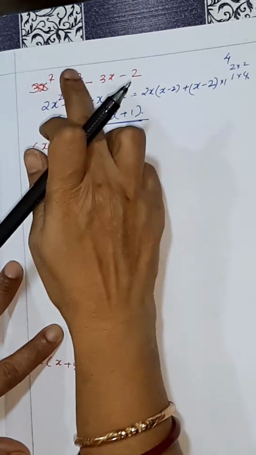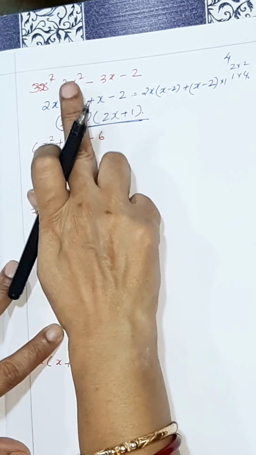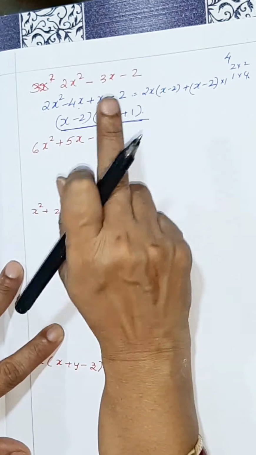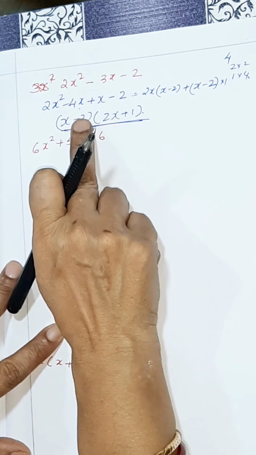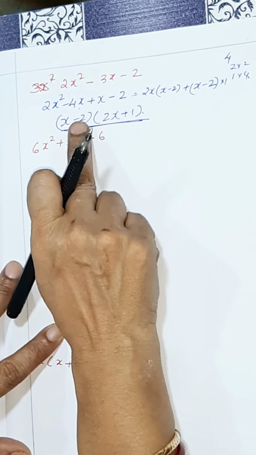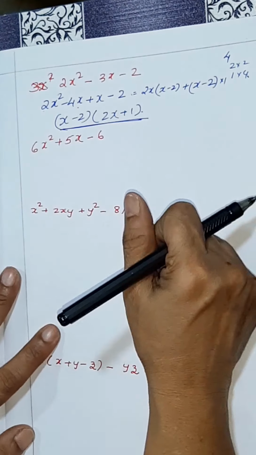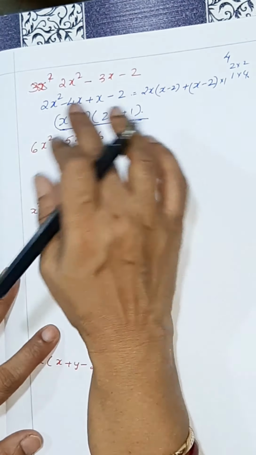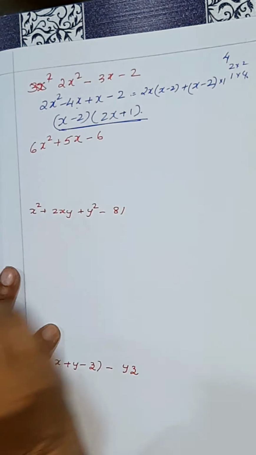To check whether what you have done is right or not, multiply and see: 2x into x, 2x squared, then x into 1, x, plus this minus 4x. So you will get plus x minus 4x, minus 3x, and minus 2 into 1, minus 2. So you can again do the distributive property multiplication and check whether your answer is correct or not.